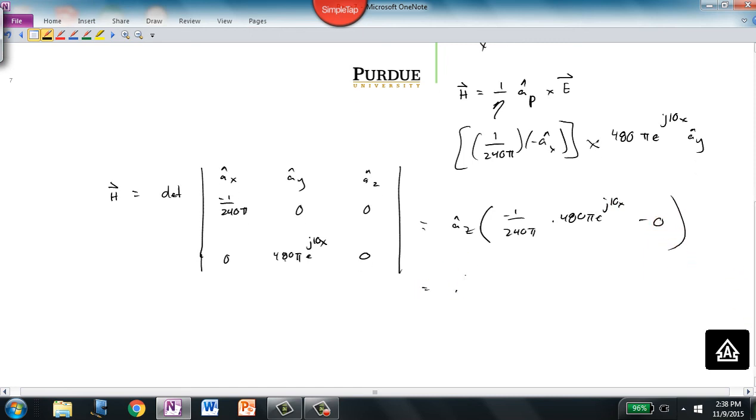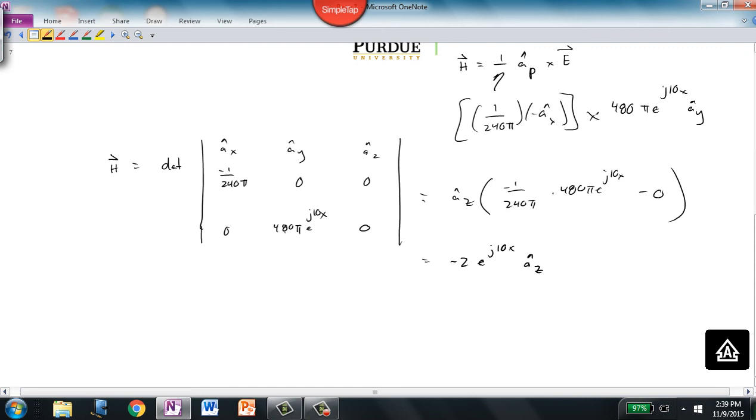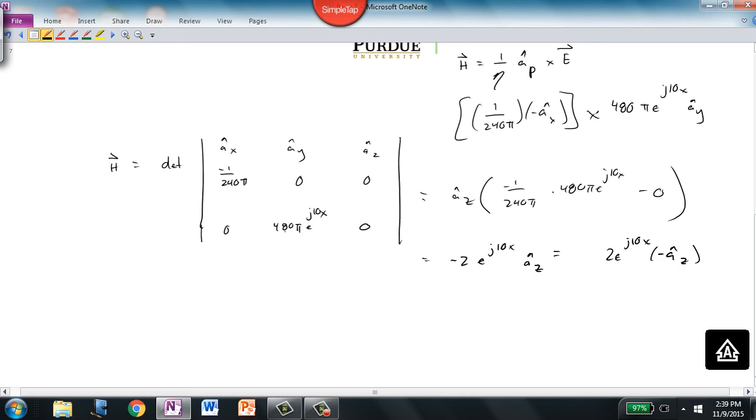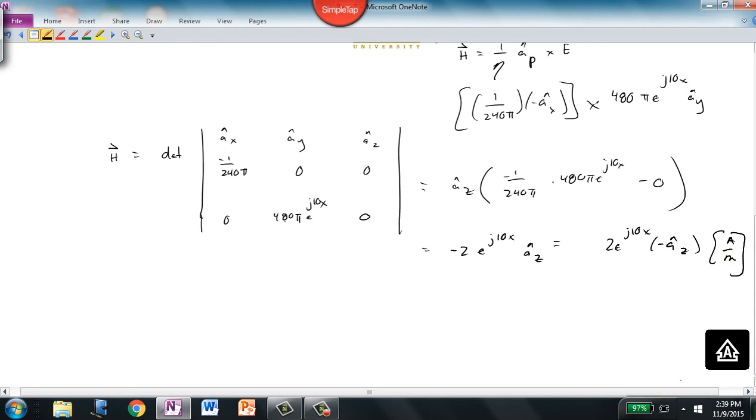So if we simplify that, 480 pi divided by 240 pi is 2. It's minus 2 because of the minus sign right here. So minus 2 e to the j 10x a hat z, which is the equivalent of 2 e to the j 10x times minus a hat z. And that's going to be in amps per meter since it is a magnetic field. And so that gives us the phasor form of the H field, which was the third thing we were asked for. Now we just have to translate that over to the time domain.